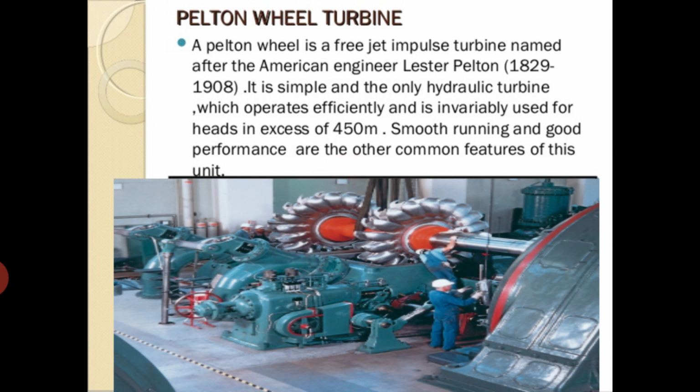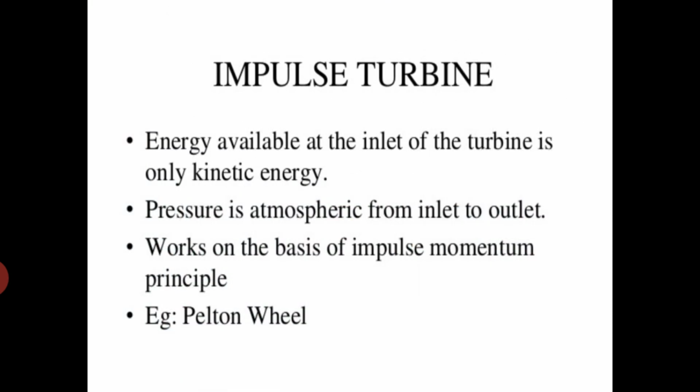Whatever this picture shows, the Pelton wheel turbine, is generally called an impulse type of turbine. The reason for calling it an impulse turbine is that the energy available at the inlet of the turbine is only kinetic energy, and the pressure is atmospheric from inlet to outlet. It works on the basis of the impulse momentum principle, and hence the Pelton wheel is called an impulse type of turbine.